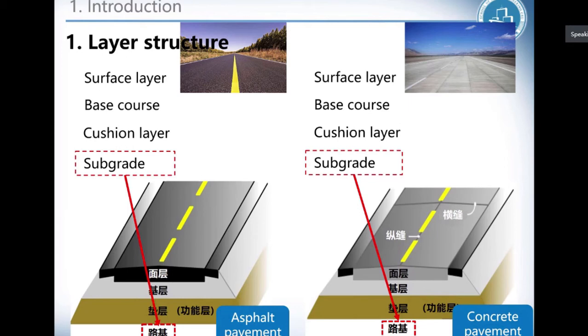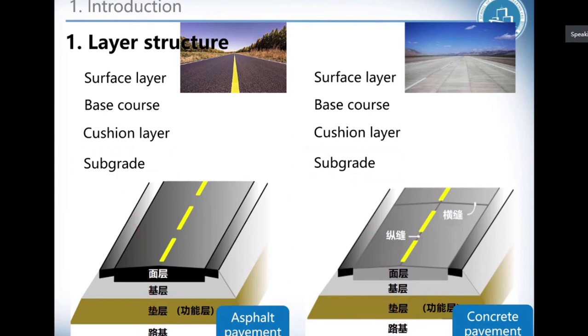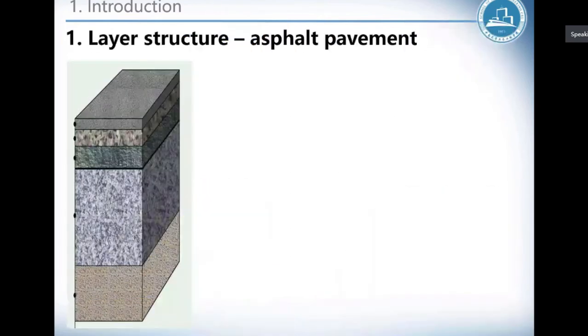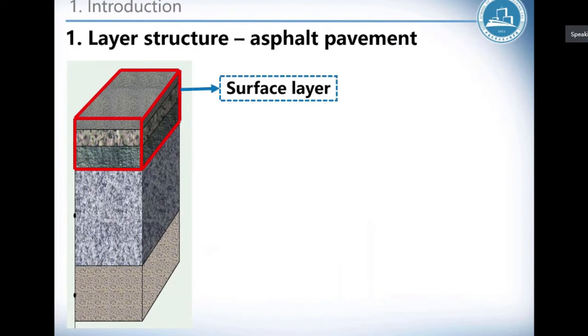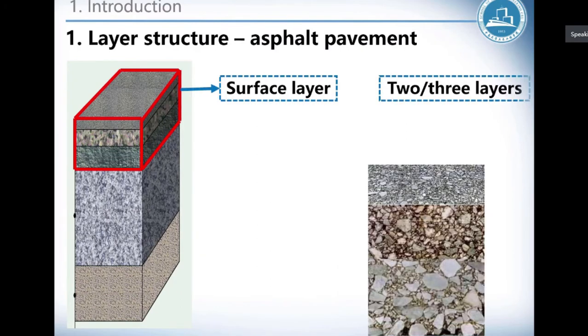The top layer of the material is sometimes subdivided into 2 layers: the top layer and the binding course. This part is asphalt pavement. We can see that the surface layer contains 2 or 3 layers. The red figure shows the 3 different layers. We can see this phenomenon very clearly.